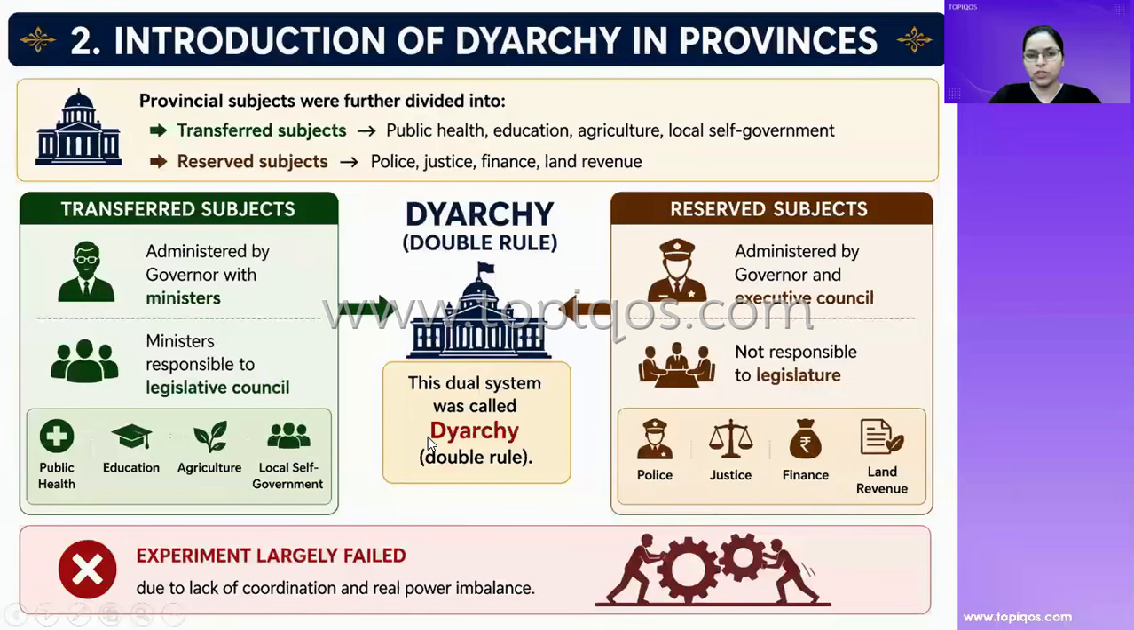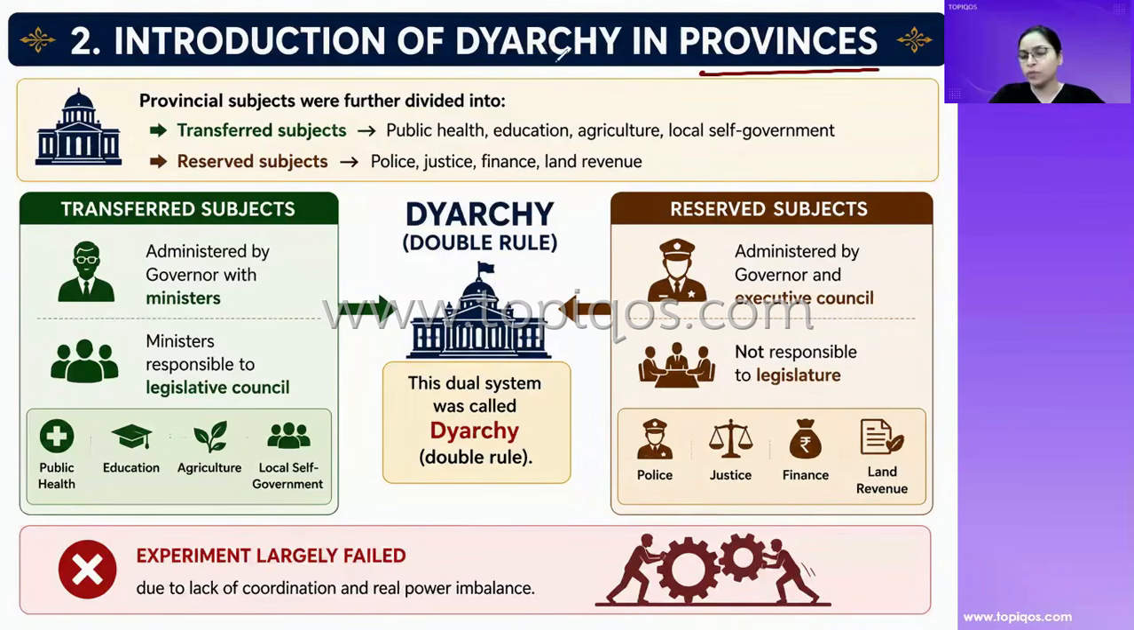So this is the first feature that you are supposed to remember. The second is the introduction of diarchy in provinces. What is this diarchy in provinces? Let us try to figure it out. First of all, they divided the subjects into two parts, central and provincial. Further, the provincial subjects were divided into two parts. So we are now dealing with the provincial subjects only.